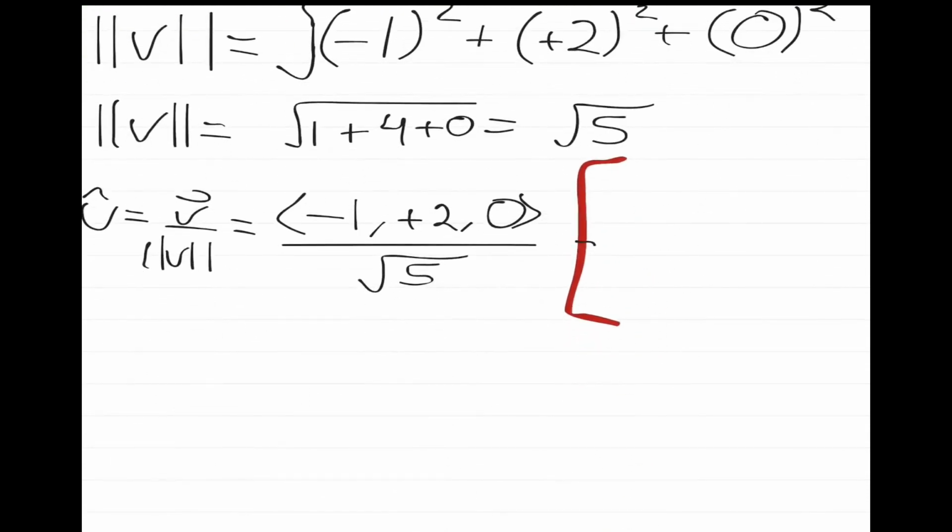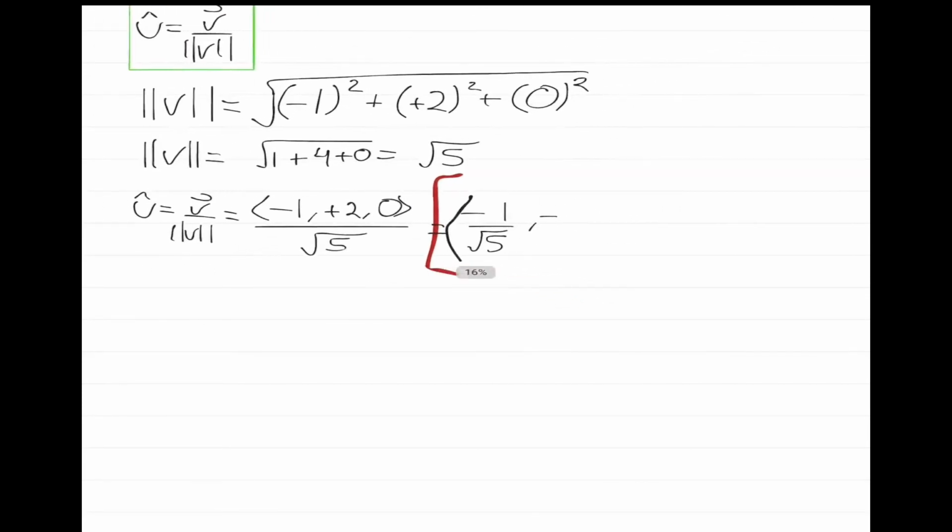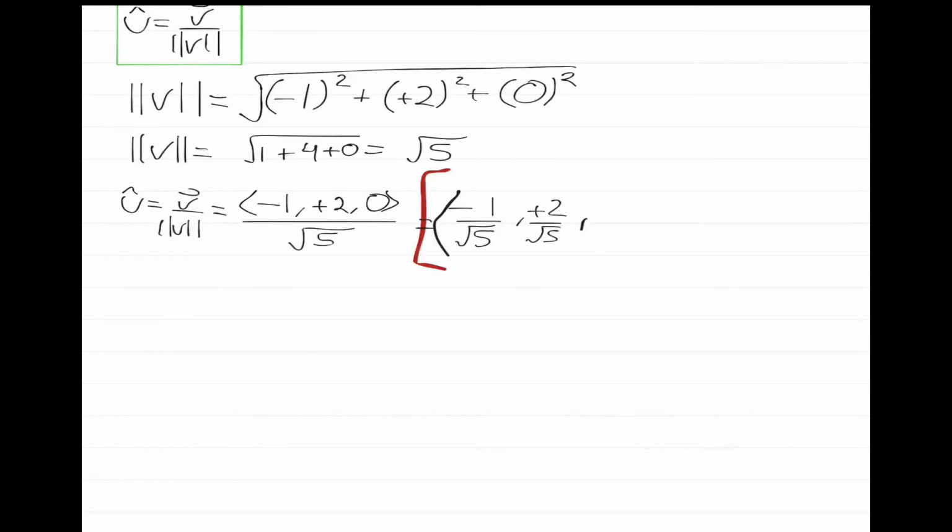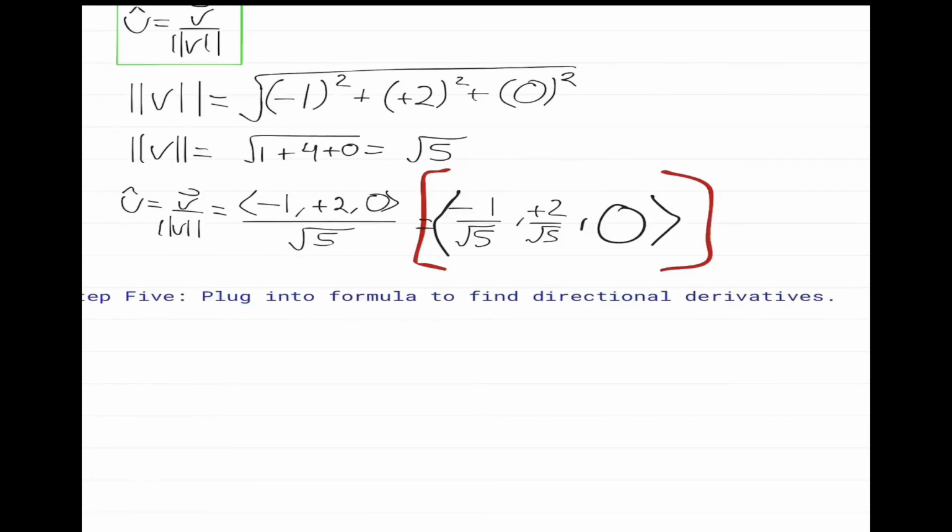So now what we're going to do is distribute the square root of 5 divided by each term. So furthermore, we get -1 over the square root of 5 for x. For y, we get +2 over the square root of 5. And for the z, we get 0, because 0 divided by the square root of 5 is just 0. So now we have our unit vector. Now we can move on to step 5.